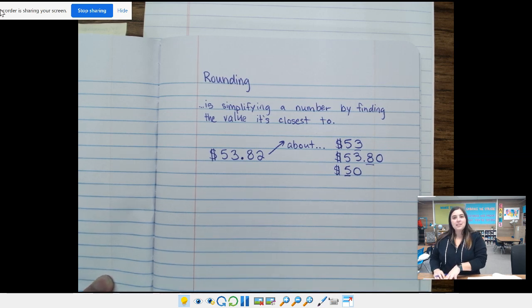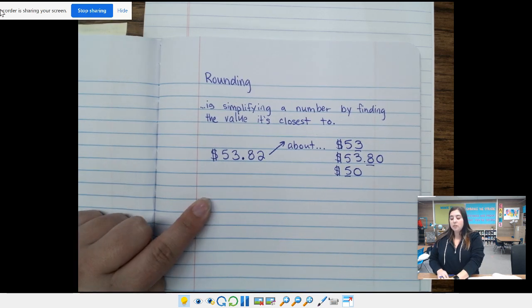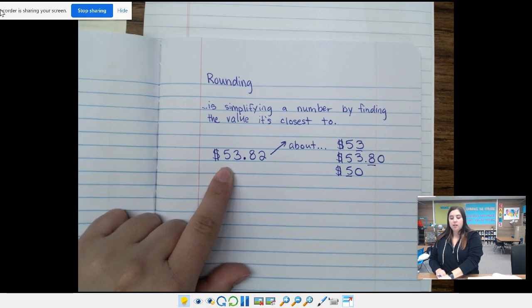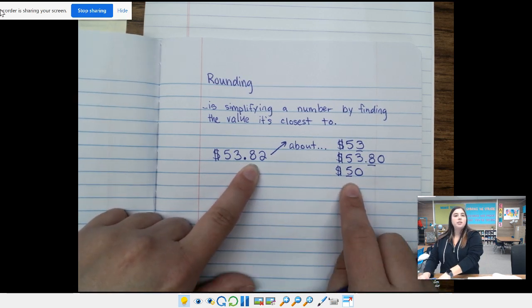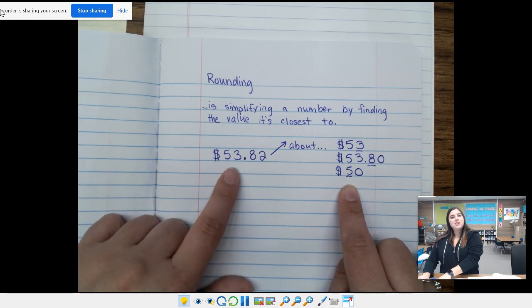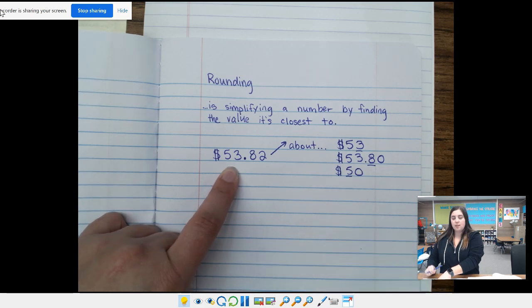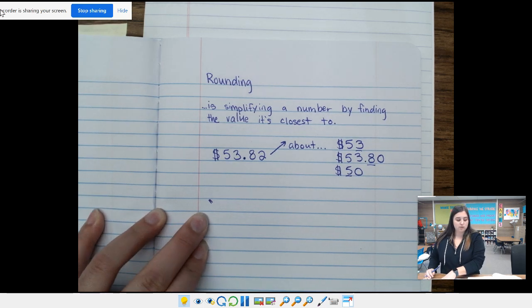All right, the last thing I want us to write down is this really catchy, simple saying that can help us figure out whether we are rounding our number up or rounding our number down. So what I mean by that is if I have $53.82, if I'm rounding it to my nearest $10 bill, how do I decide if this is going to be $50 or $60? And here's the saying, and we'll make sure we understand this by the end of today. I'm going to put it in quotes.